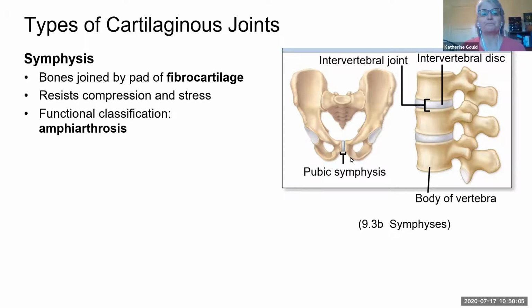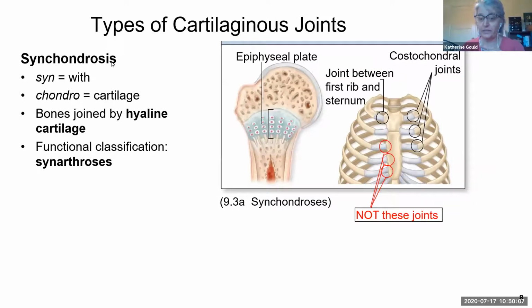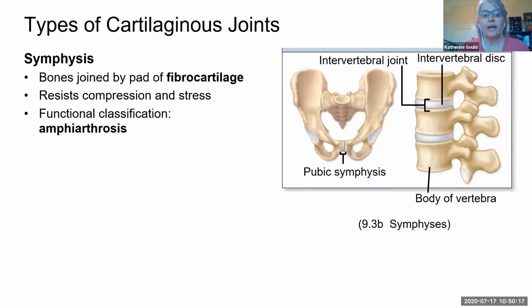Okay, so we've got synchondrosis, which is where we have the cartilage pretty well integrated with the bone. And then we have the symphysis, where we have a distinct pad of cartilage between the two bones. And here we have the pubic symphysis, a fibrocartilage pad, and also the intervertebral discs. These are also considered symphyses. These are all amphiarthroses, meaning that there is a little bit of movement.